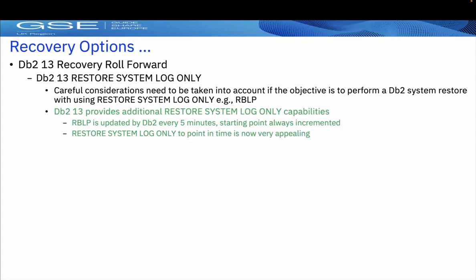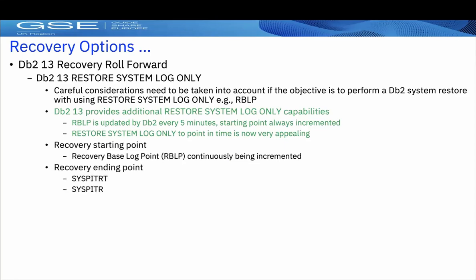Instead of you relying on a backup system or that wonderful availability feature, every 5 minutes the DB2 engine will update that RBLP. So in version 13, function level 100, you get this. Every 5 minutes, that RBLP is updated, so you always have a start point.